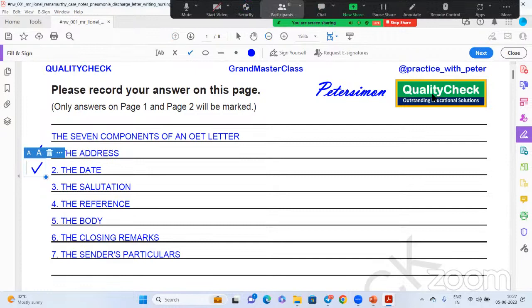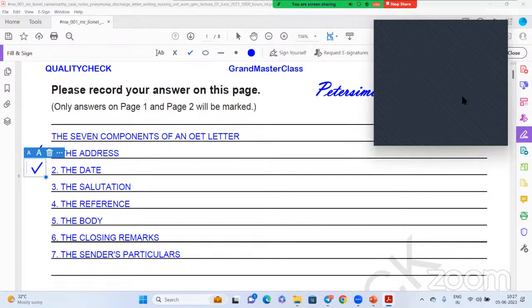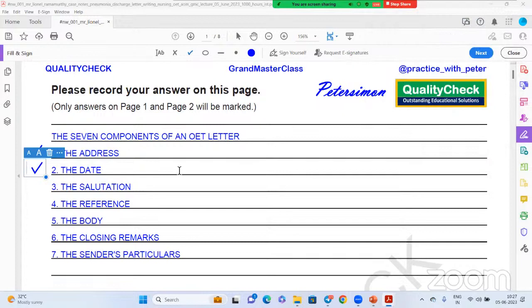Yes, Mr. Rashid Abdullah, Muhammad Ahmad Rashid Abdullah. Yes, sir. Good morning. Can you tell me what is the use of a checklist?